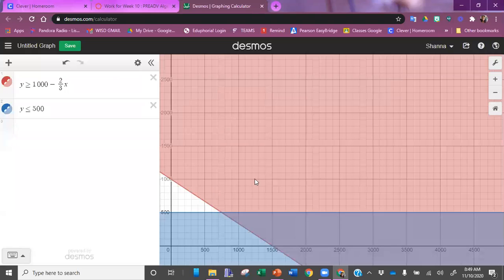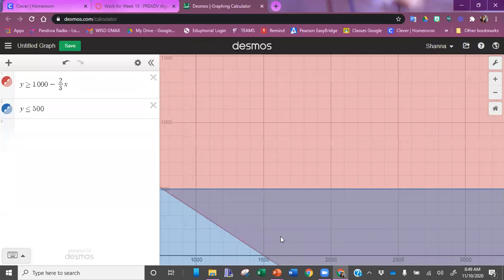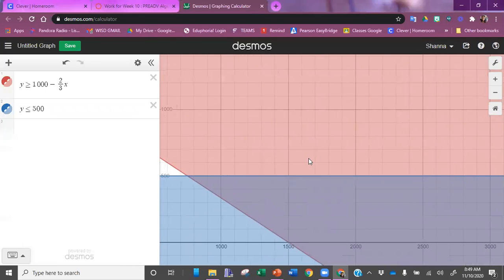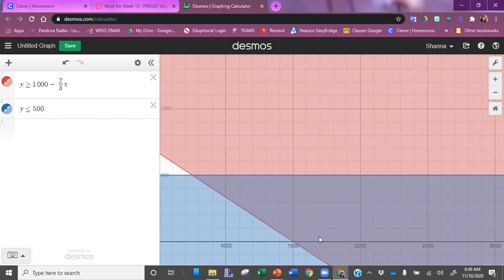But back to our problem. So here's our solution. Our solution is where the two colors, where the red and the blue make purple, right? Where they overlap. And so here we can decide on a value that would work. Okay. So choosing a value that would work in this space. Anything in this space that is greater than y greater than 0 is a valuable solution, right? For the most part. Being mindful that orchestra seats are only 500.